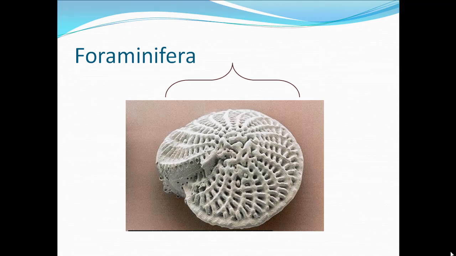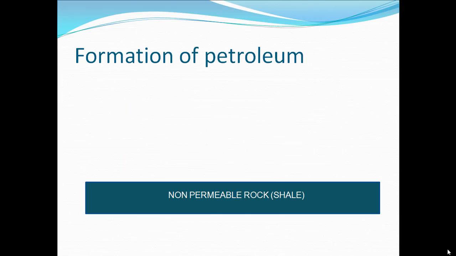Let's see how the foraminifera look. As you can see in this picture, this is a dead remain of foraminifera. You will be surprised to know that the diameter is 0.02 millimeter. Let's understand the formation of petroleum with the help of an illustration cum animation. Assuming that this is an ancient ocean floor somewhere near the continental shelf made up of an impervious layer of rock.